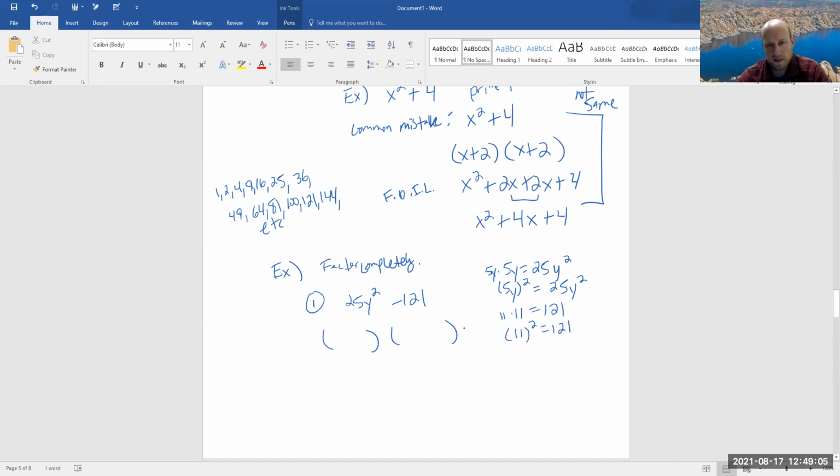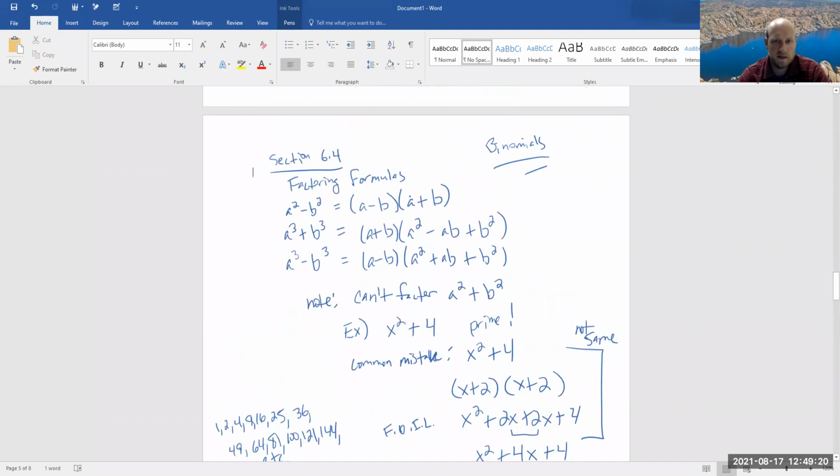Or the other way to do it is take the square root of those, right? The square root of 25y squared is 5y. So the 5y's go in the first slot next to the parentheses, and then negative 11 and plus 11 go there. And again, that is based on our formula right here.